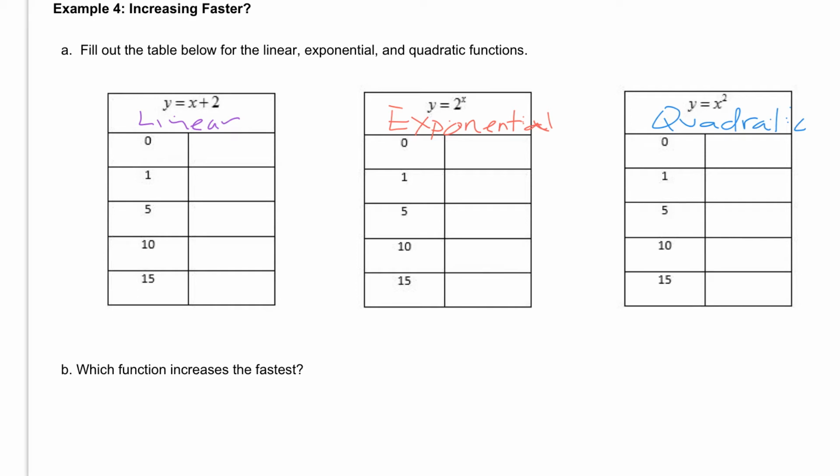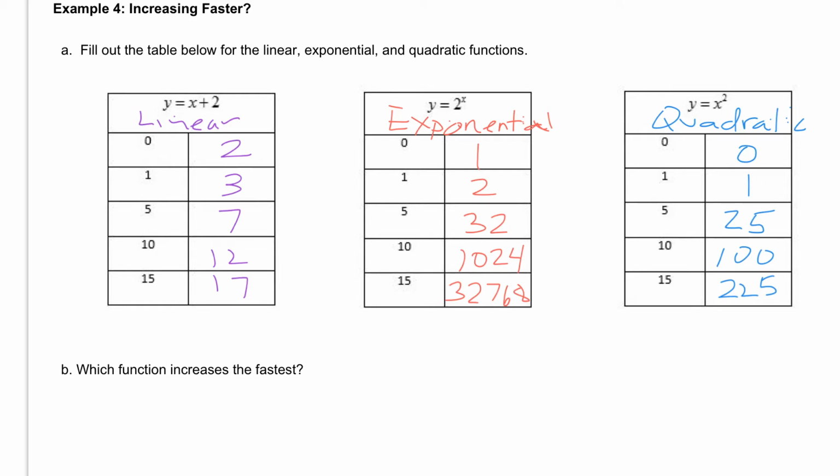And I'd like you to fill out the tables. So go to your y equals on your graphing calculator and fill in the numbers. If you don't have a table of values, then you can just plug it in by hand: 0 plus 2, 1 plus 2, 5 plus 2, and so forth for all three of these. Unpause it when you're ready to check your table values.